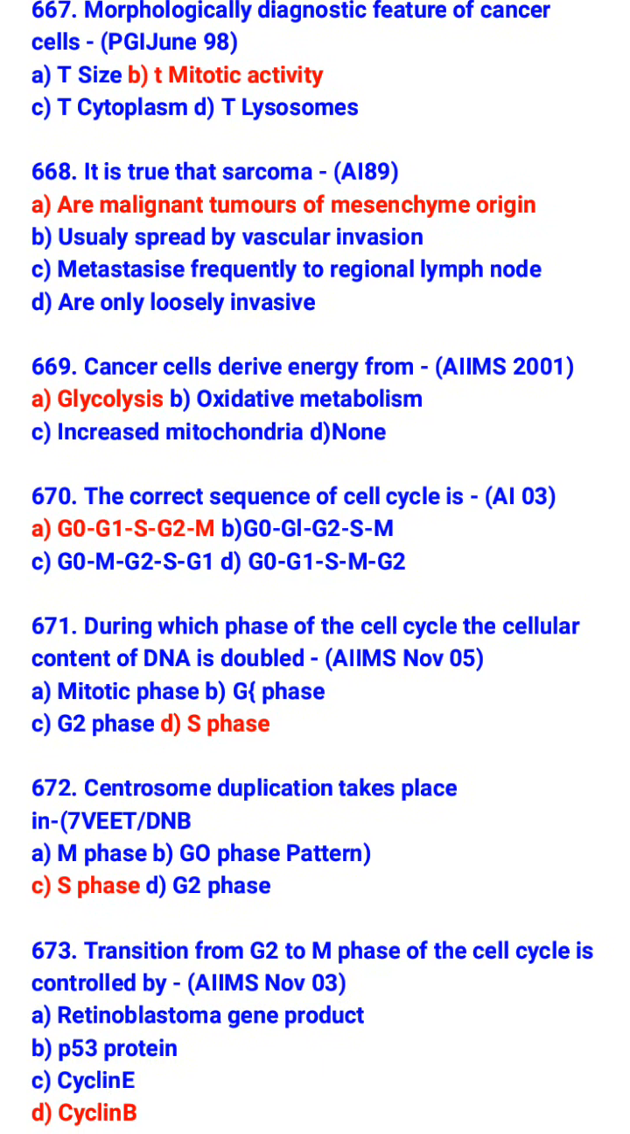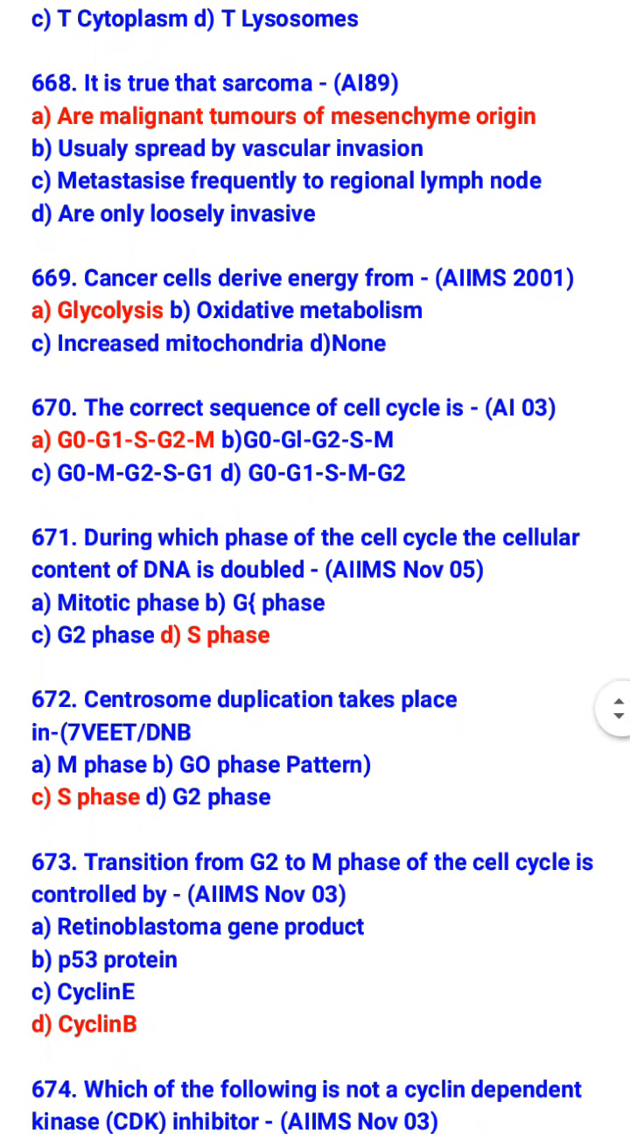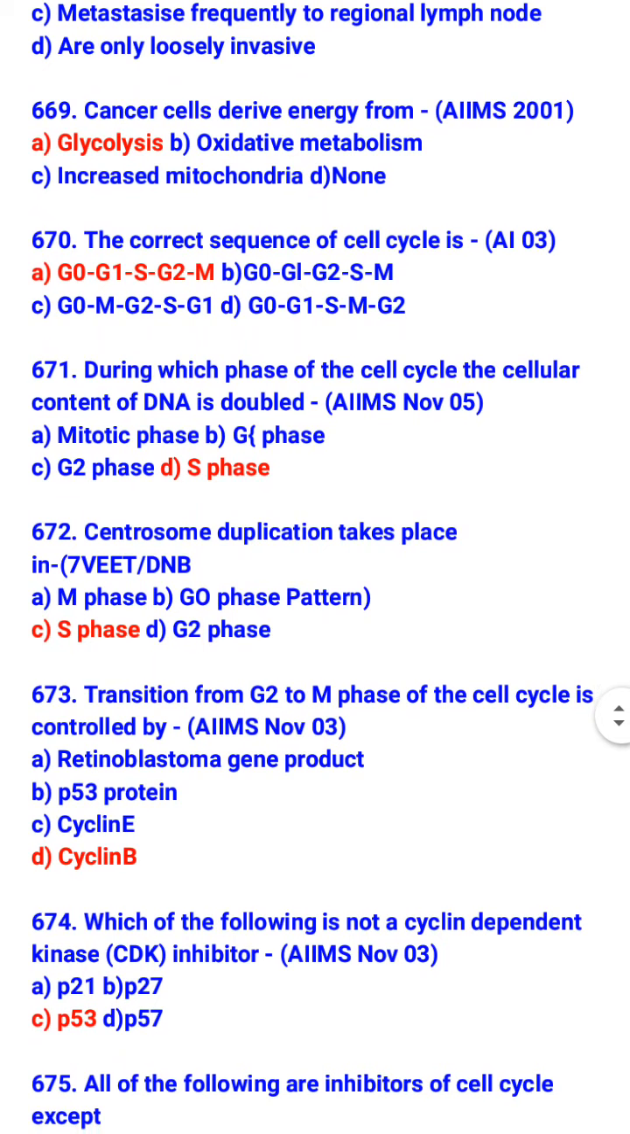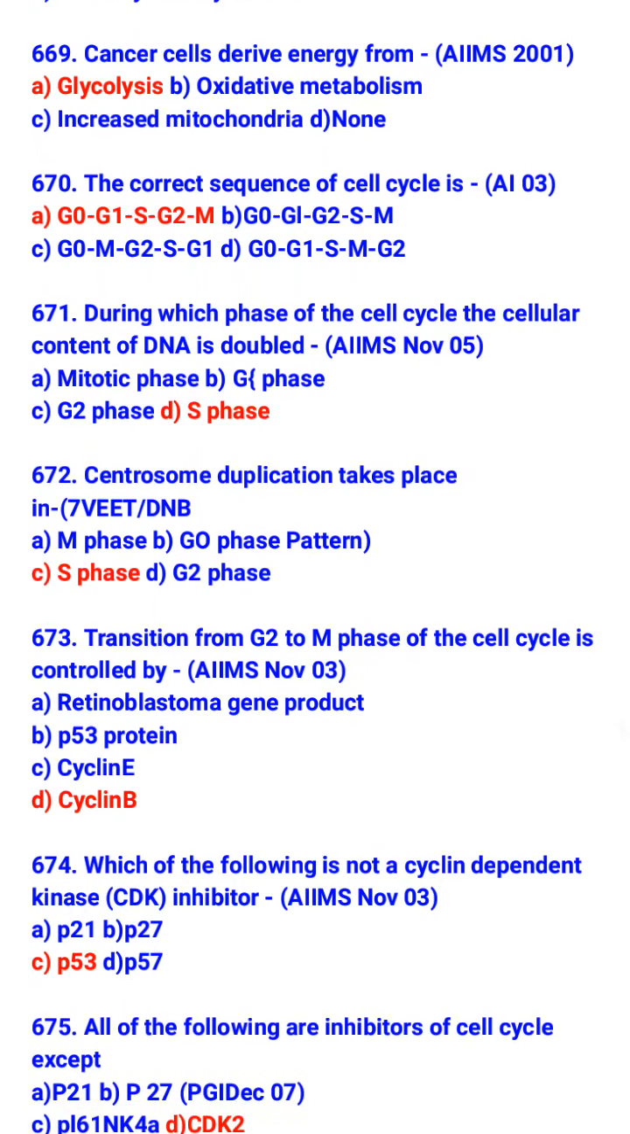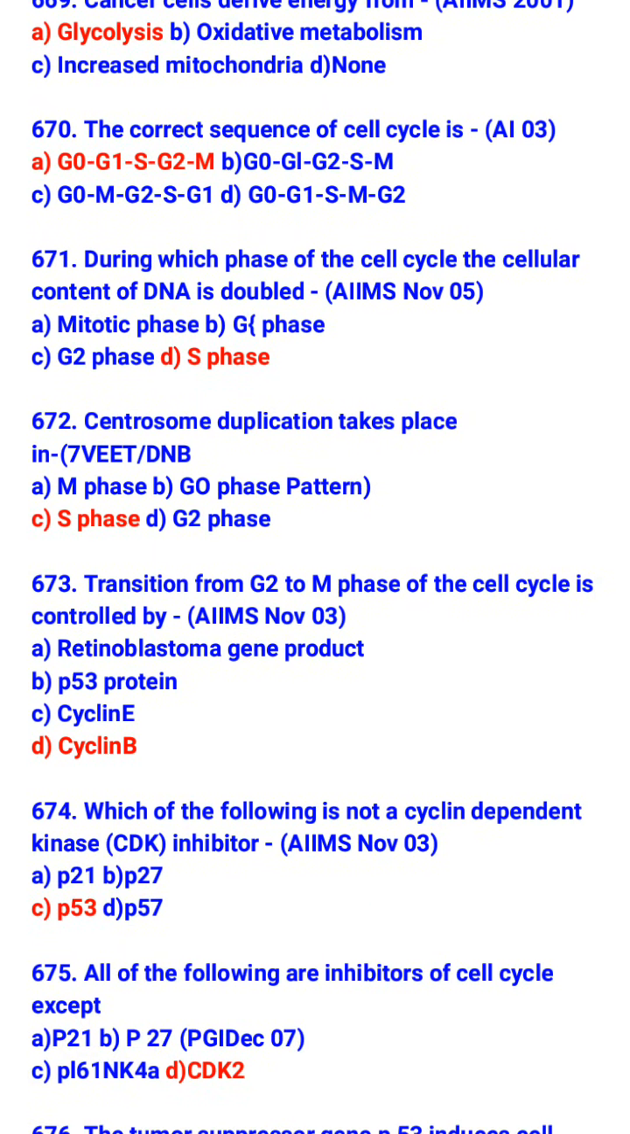The correct sequence of cell cycle is G0, G1, S, G2, M. During which phase of the cell cycle is the cellular content of DNA doubled? S phase. Centrosome duplication takes place in S phase. Transition from G2 to M phase of the cell cycle is controlled by cyclin B.